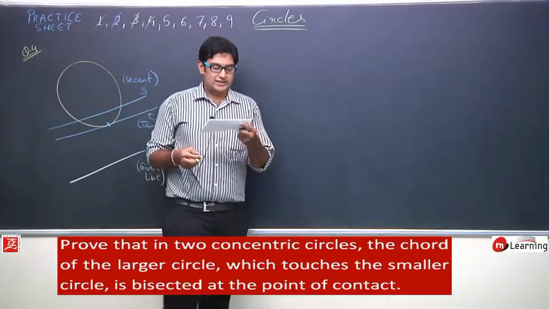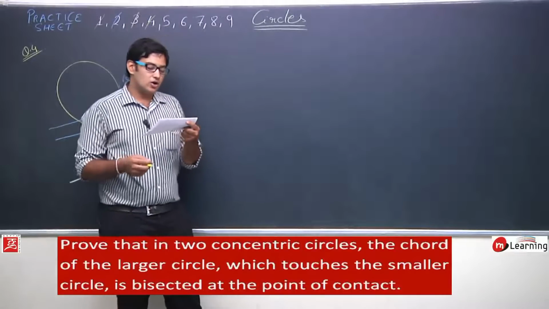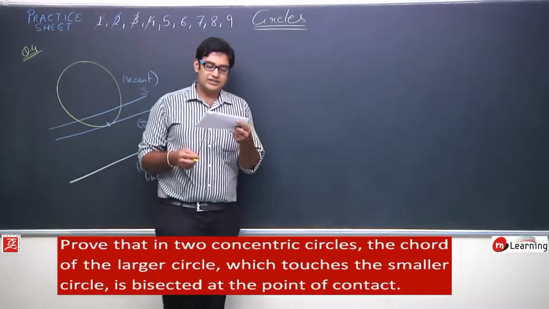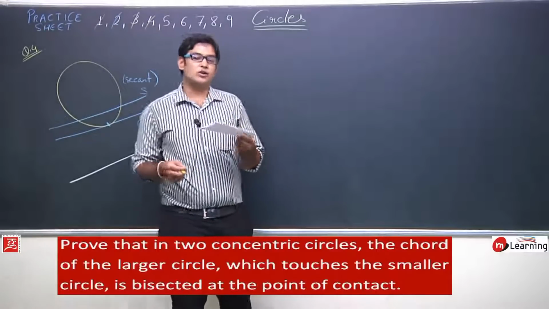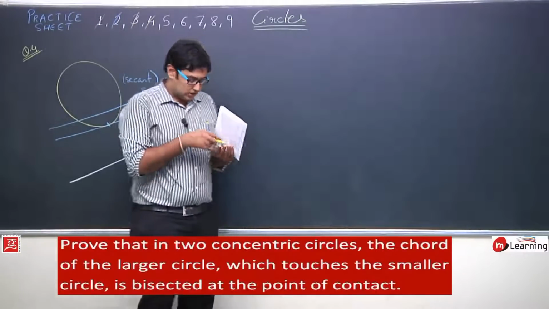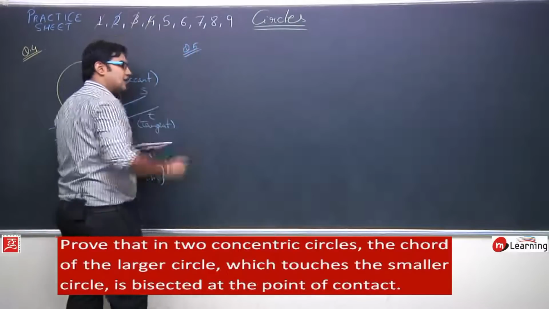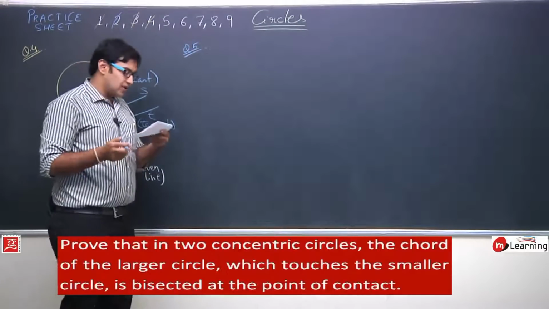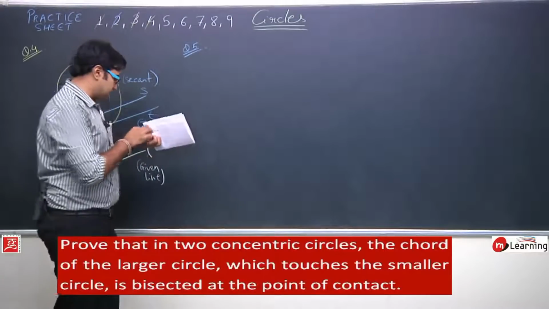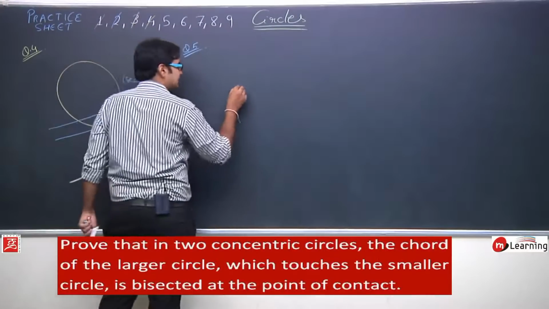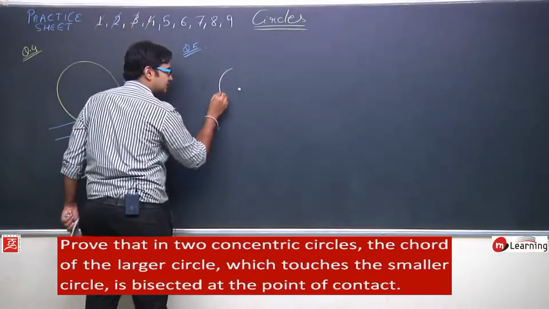Question number 5 says, prove that in two concentric circles, the chord of the larger circle which touches the smaller circle is bisected at the point of contact. So let us first focus on this particular line, that there are two concentric circles. So what are concentric circles? The circles which have the same center are known as concentric circles.